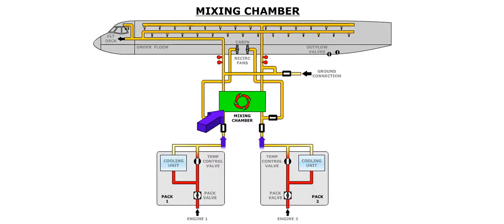The mixing chamber mixes the air produced by the air conditioning pack with air drawn from the cabin. The two packs are connected to the mixing chamber so that in the event of a failure of one pack, the remaining pack would be able to supply both the cabin and the flight deck.